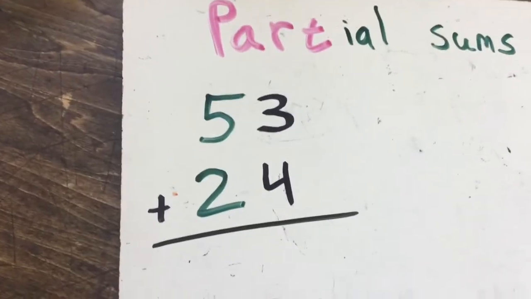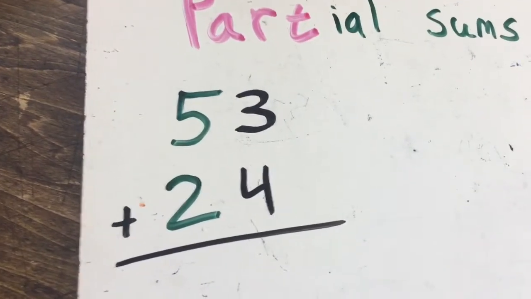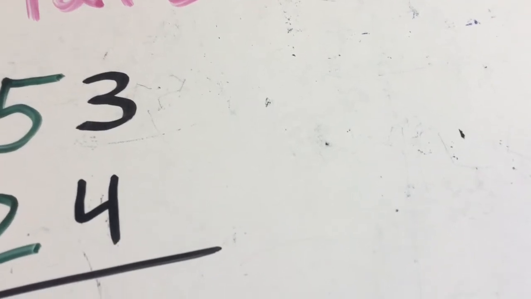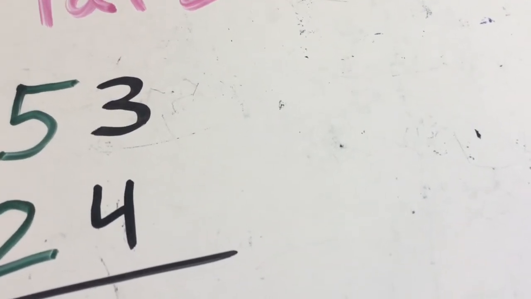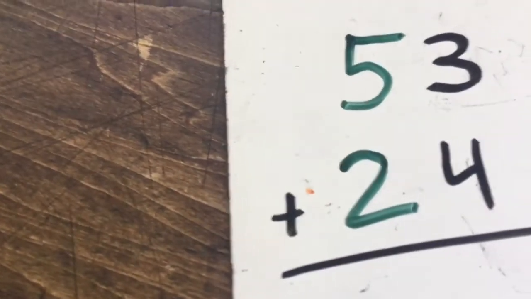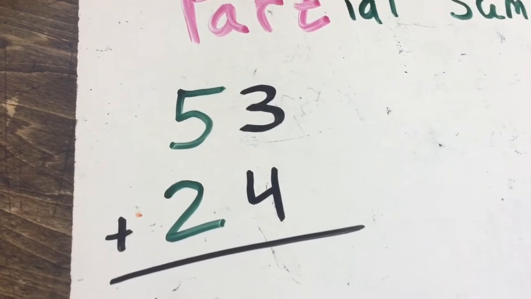Well, maybe you noticed that my numbers are two colors. I did that on purpose. The 3 and 4 are in the ones place, and the 5 and the 2 are in the tens place. That's going to be important to realize to do this right.